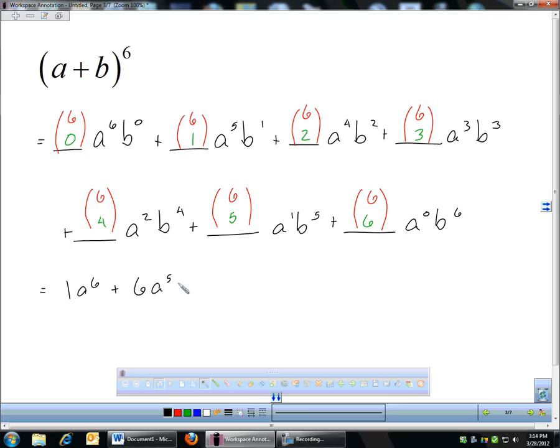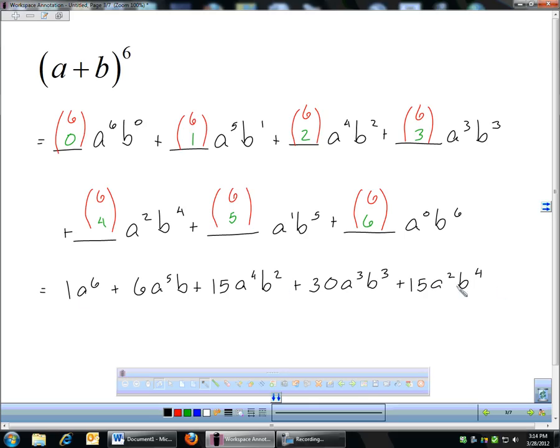A to the 5th, b to the 1st, plus 6 choose 2 is going to be 15. A to the fourth, b to the second, plus, next one's going to be 20. 6 choose 3 is 20, and we're just punching these in the calculator. A cubed b cubed plus 15 a squared b to the fourth, and I just punched in 6 choose 4 to get my 15.